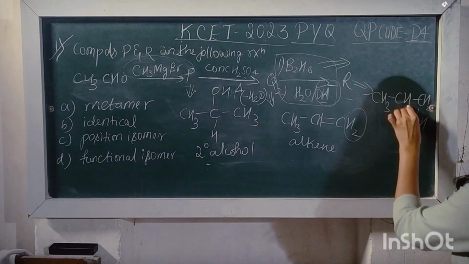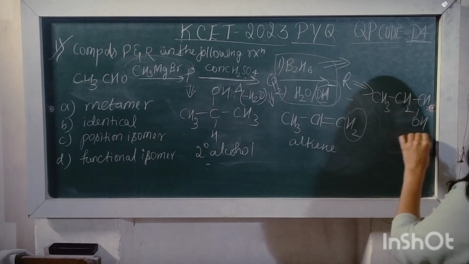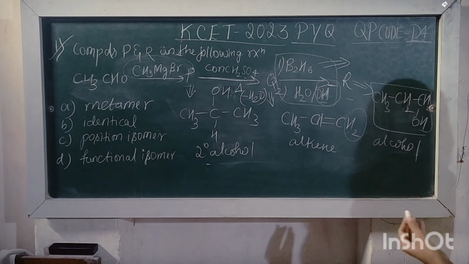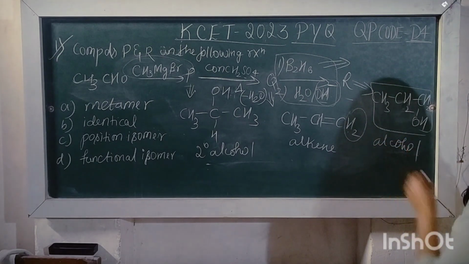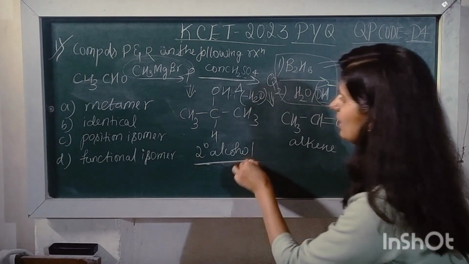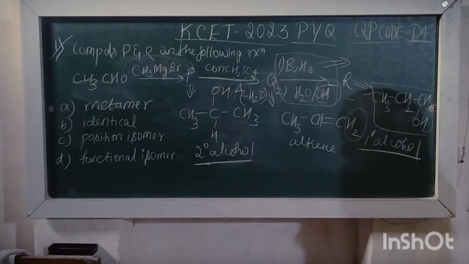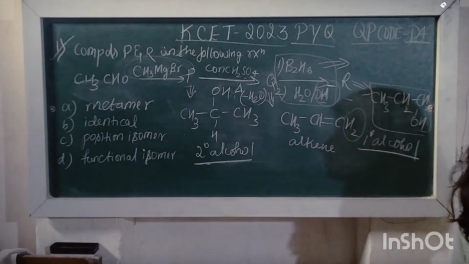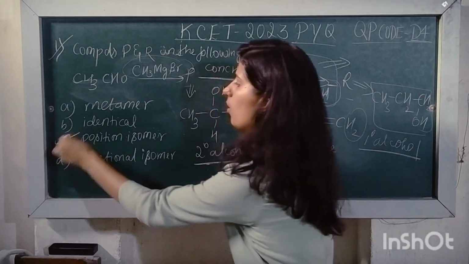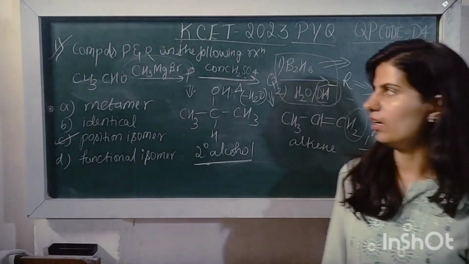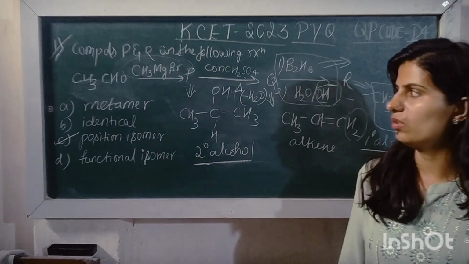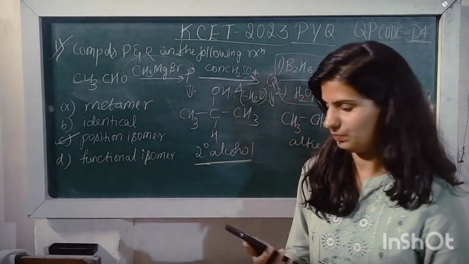This is again an alcohol. But what type of alcohol is it? It is a primary alcohol. So R is a primary alcohol and P is a secondary alcohol, and primary and secondary alcohols are position isomers. So the correct answer here is option number C. So let's move on to the second question.